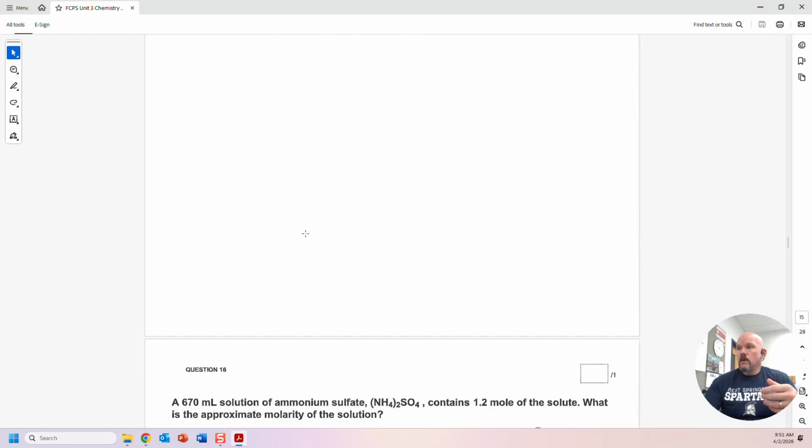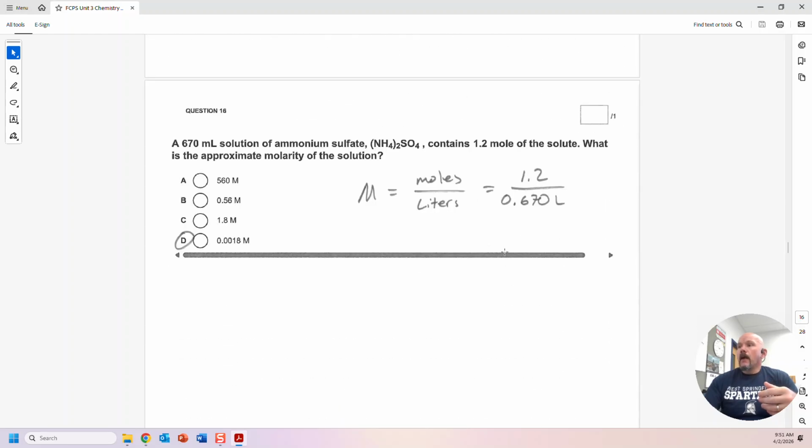So here we go. All right, so I just had to divide this by 1,000 or move the decimal place to the left 3 times. So instead of 670 milliliters, I've got 0.67 liters. All right, and so 1.2 divided by 0.67 comes out to be that 0.0018. And the units for molarity, you could write capital M, right? Or you could write moles per liter, right? Moles/liters. Okay, same thing, right?